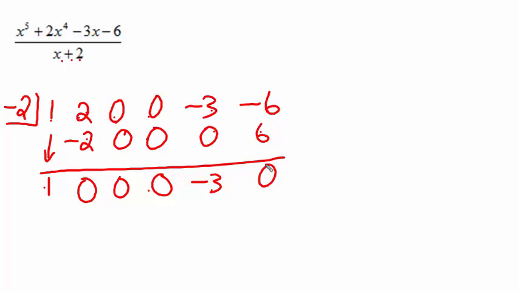Under the line you have the coefficients of your answer with the understanding that the first power in the answer will always be 1 less than the power that you started out with in the problem. We started out with an x to the 5th in the problem. That means this 1 represents the coefficient for x to the 4th. There won't be an x cubed, there won't be an x squared, there won't be an x to the 1st. There will be a constant called -3.